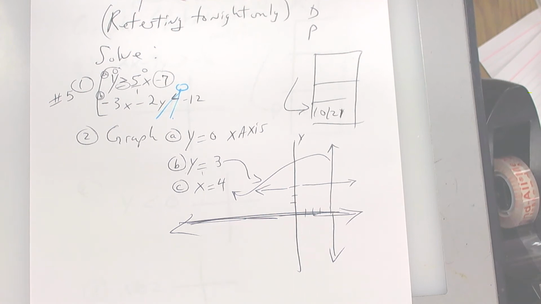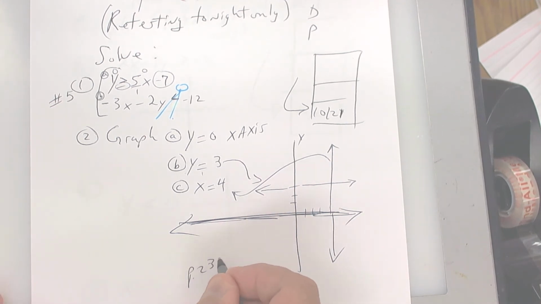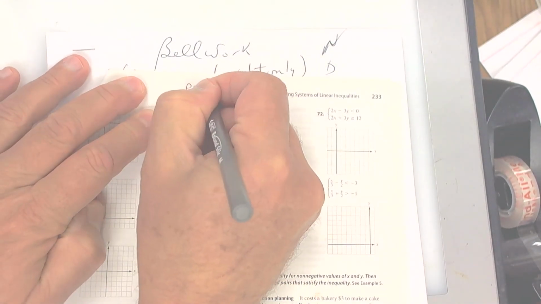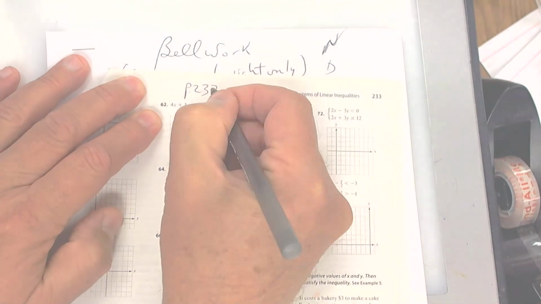All right, so what I want you to do is finish the work from yesterday, and so I want you to go to page 233, which looks like this, and I want you to work this page. Okay, so 233, work that page. All right, let's go on.